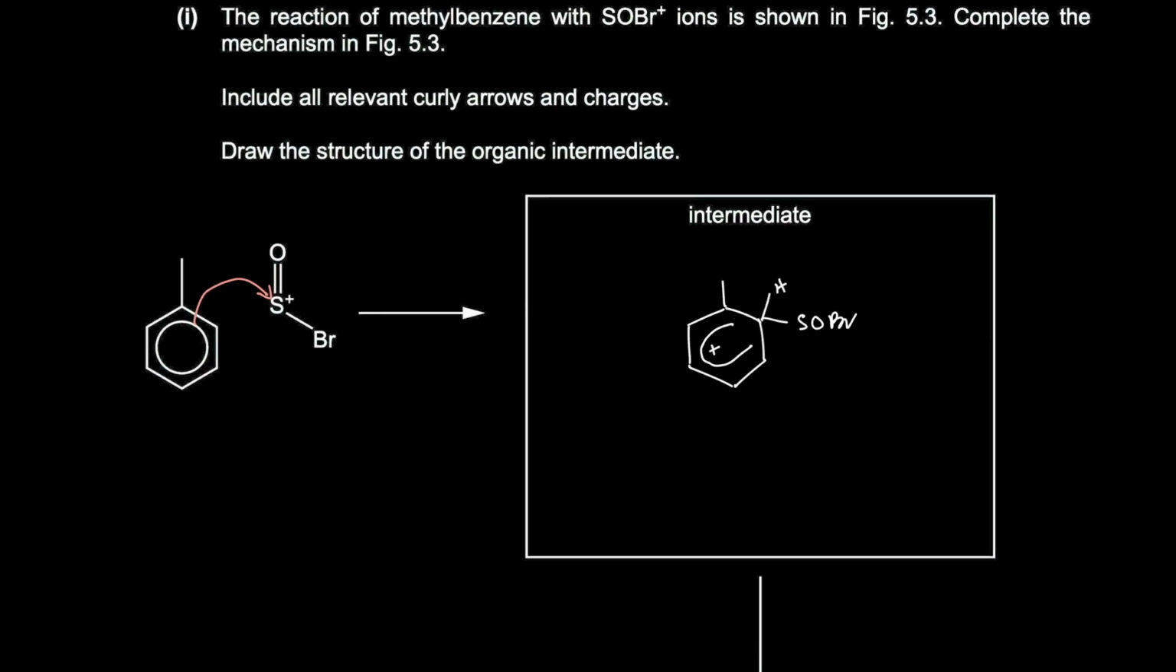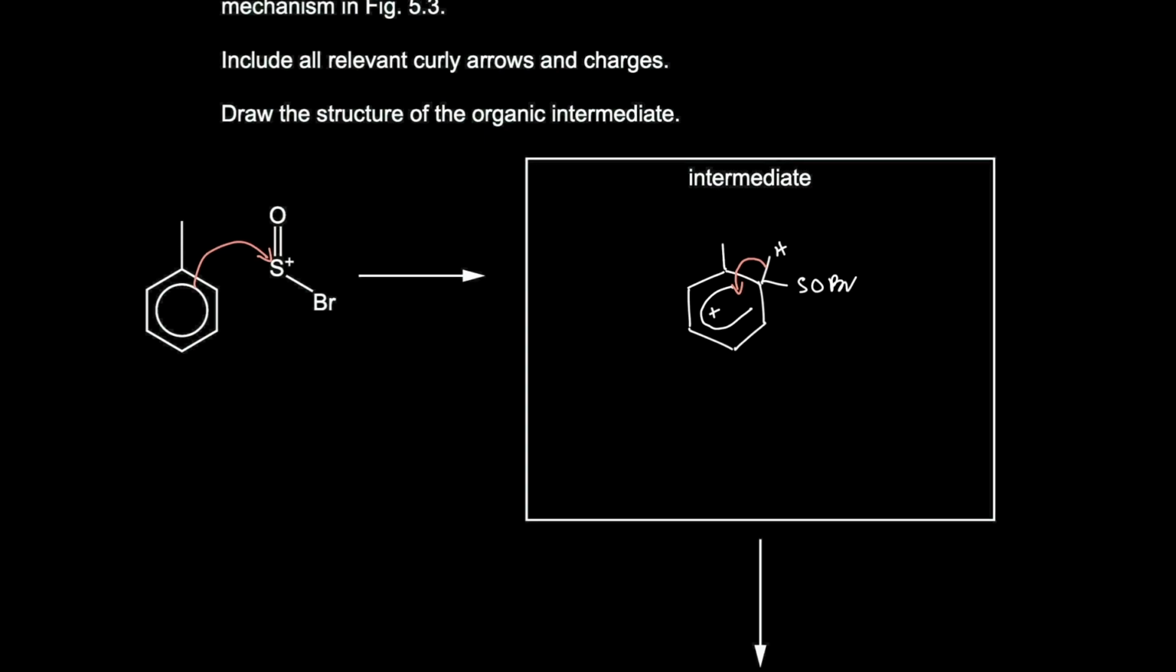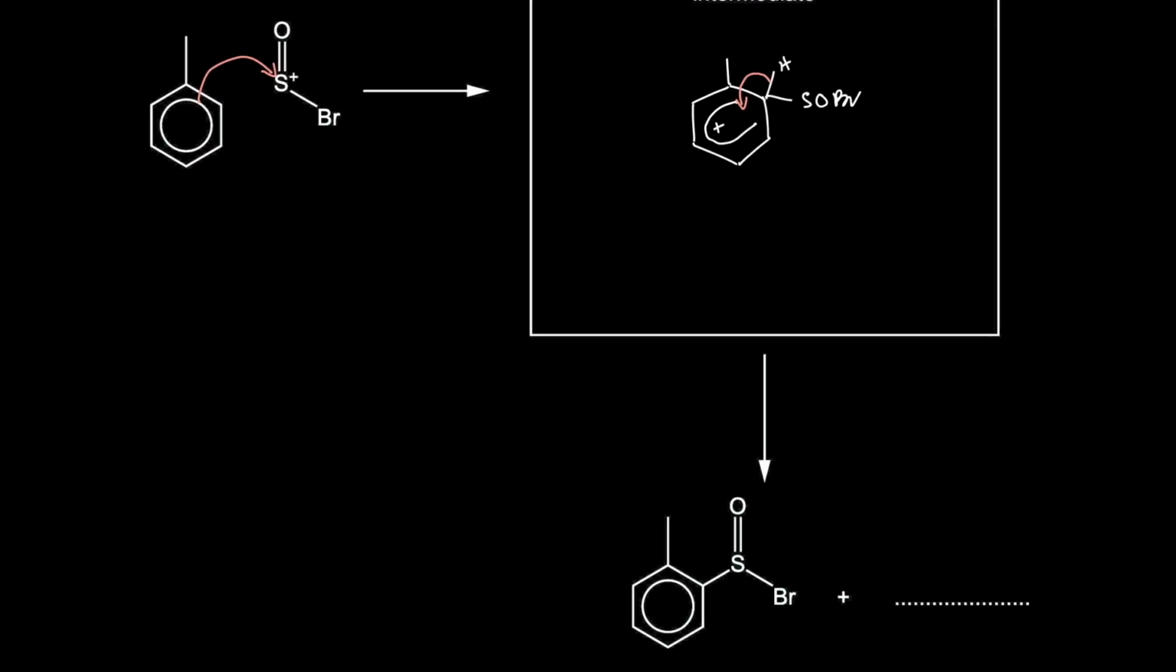And then in the second step, this bond between the carbon and the hydrogen breaks, and both the electrons go back into the ring. So you have to show a curly arrow from the bond back into the ring. The pi electron system reforms, and we end up getting our final product. And obviously over here we also get H+. This bond breaks, H+ is removed.